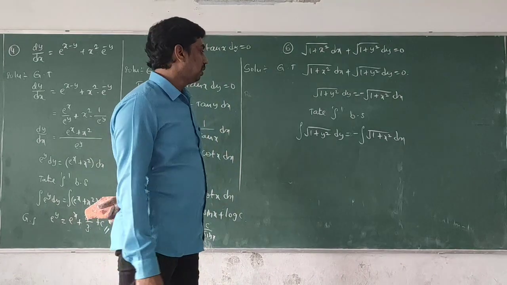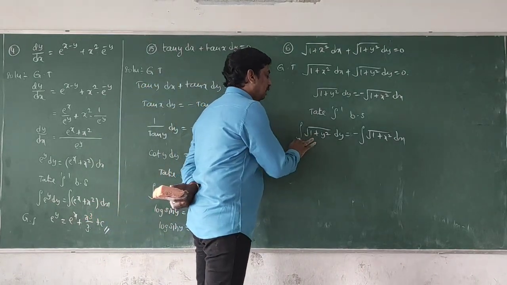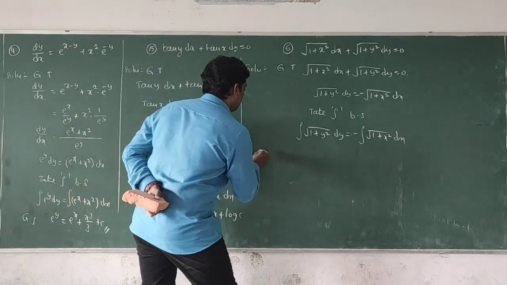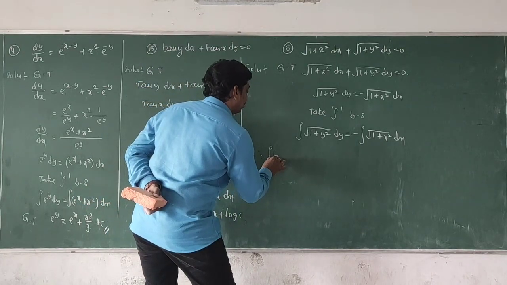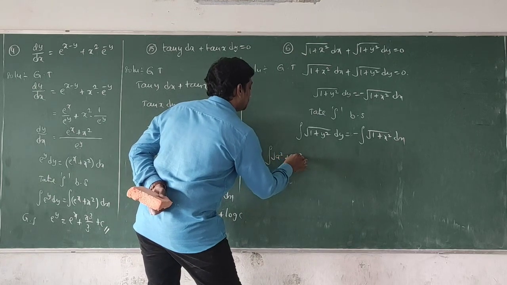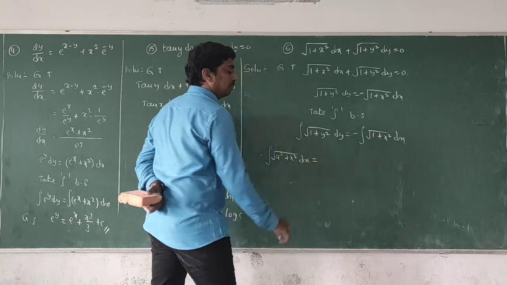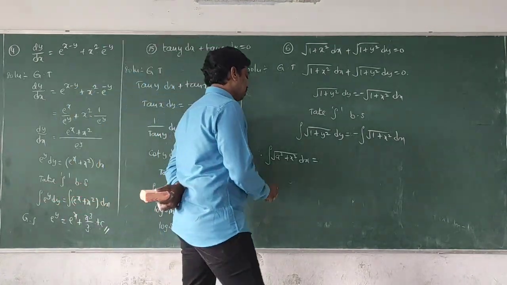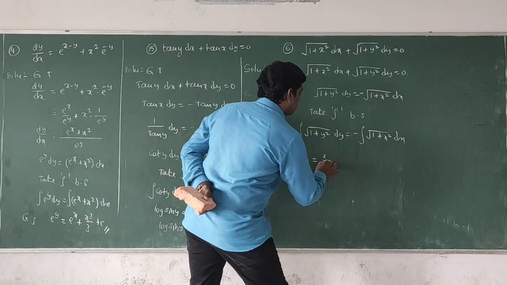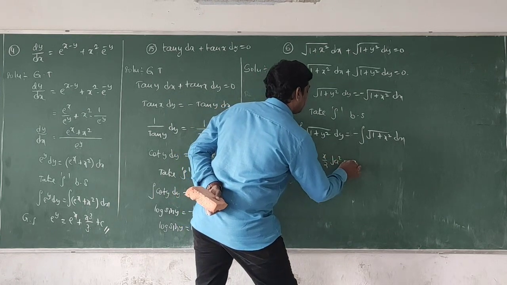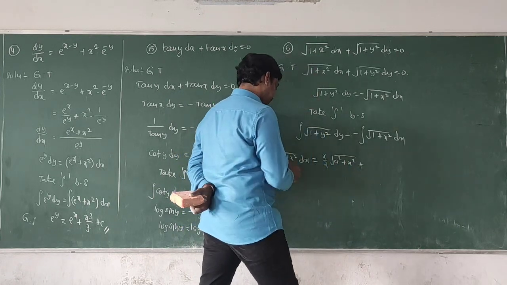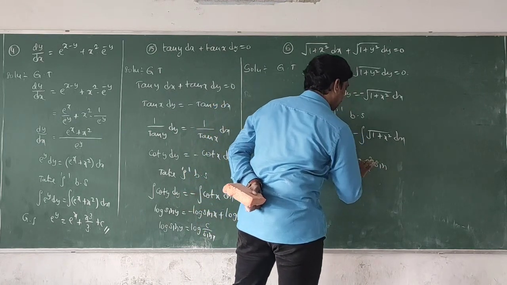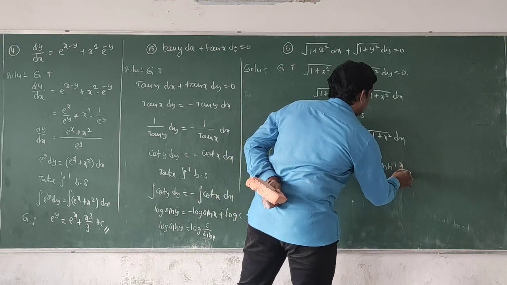Can you give the formula for this one? Anyone? No. We don't have the direct formula for square root of 1 plus y square. But we have the formula for, I am writing here, integration of square root of a square plus x square dx. What is the formula for this one? It is x by 2 into square root of a square plus x square, plus a square by 2 into sinh inverse of x by a, plus constant.